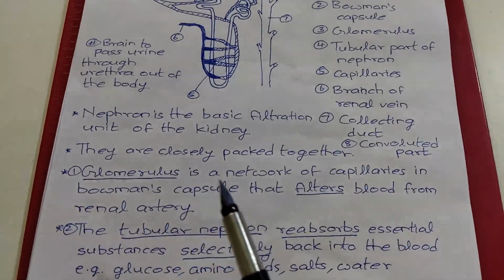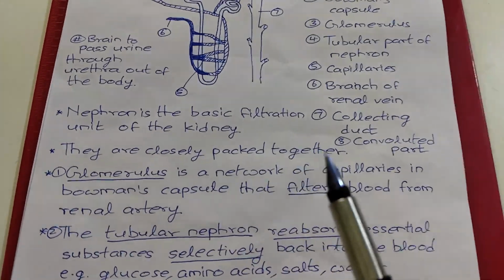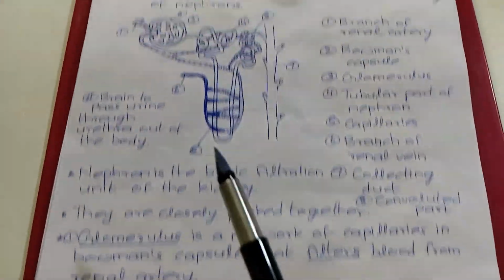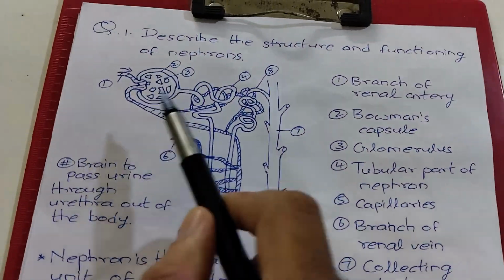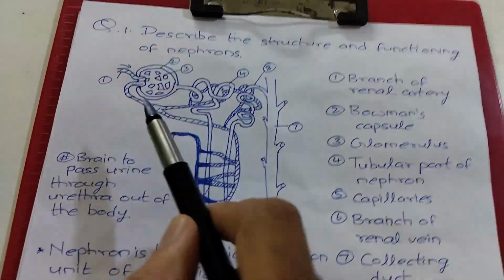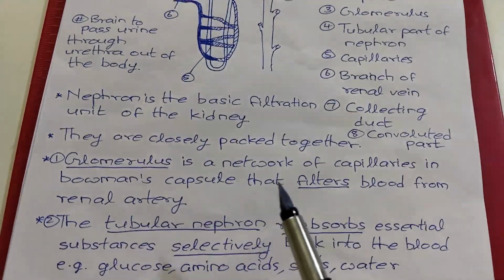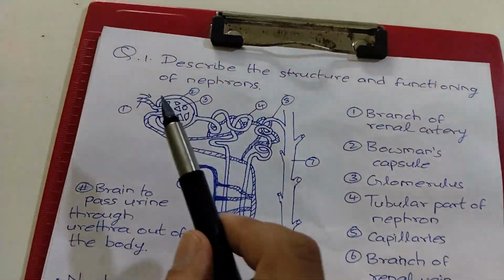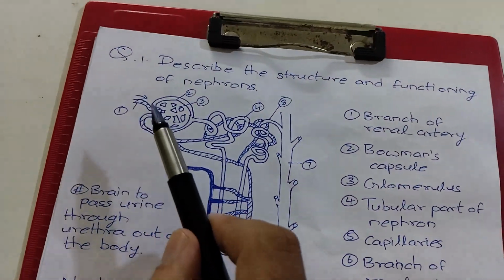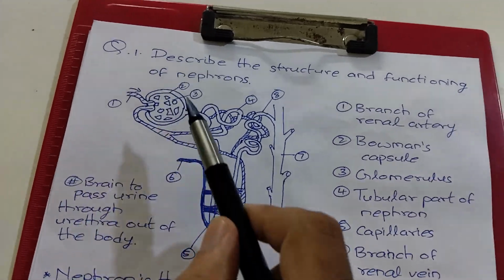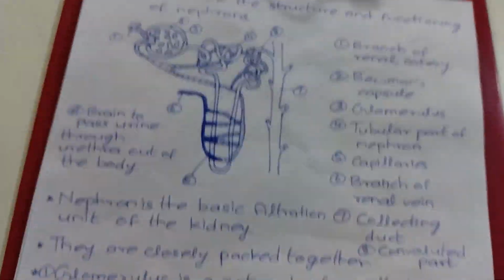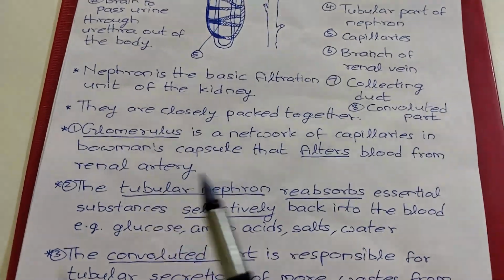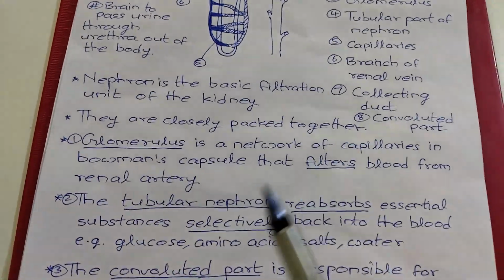Glomerulus is a network of capillaries in the Bowman's capsule that filters blood from the renal artery. From the branch of renal artery, these capillaries filter the blood. This is gross filtration. They filter almost everything.